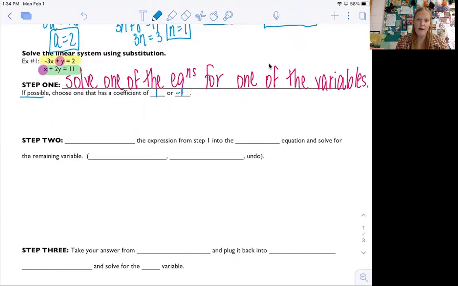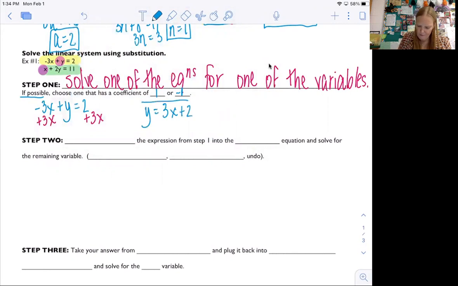I'm going to solve for the y in the first one just because it came first. That's the only reason why I'm choosing that. We could just as easily solve for the x in the second one. Okay, so I get -3x plus y equals 2. I want to get y alone, so I have to undo the 3x by adding it to both sides. And let's just put it in order, pretend like it's slope-intercept form. I get y equals 3x plus 2. Okay, I'm done. That's the first step.